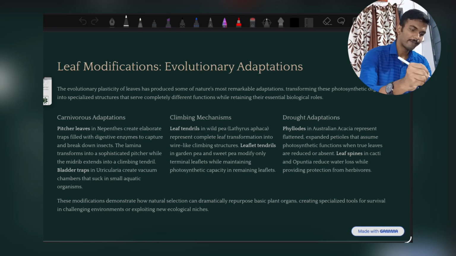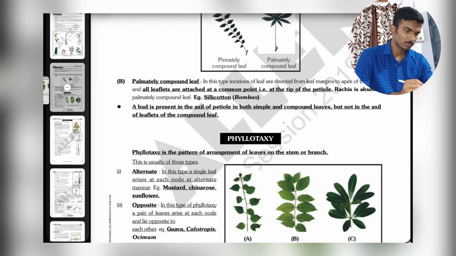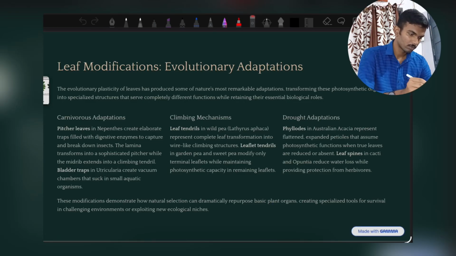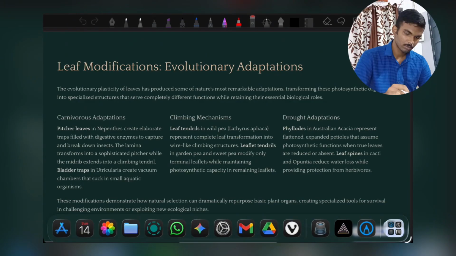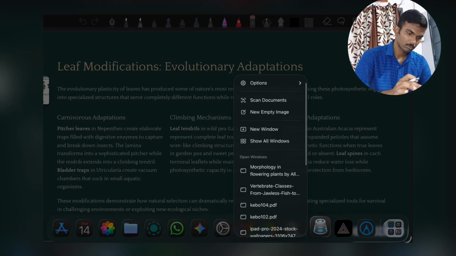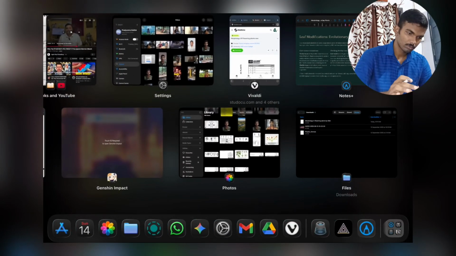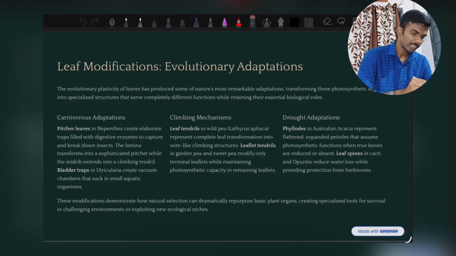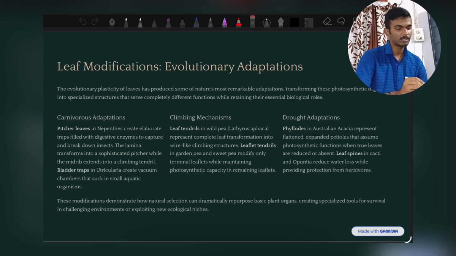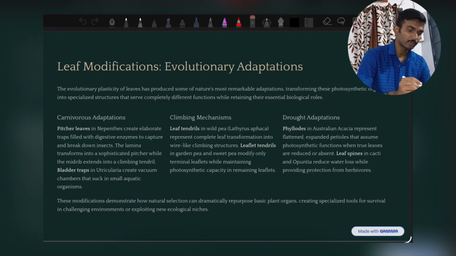Now, leaf modification, evolutionary adaptation. The evolutionary plasticity of leaves has produced some of nature's most remarkable adaptations, transforming these photosynthetic organs into specialized structures that serve completely different functions while retaining their essential biological roles.